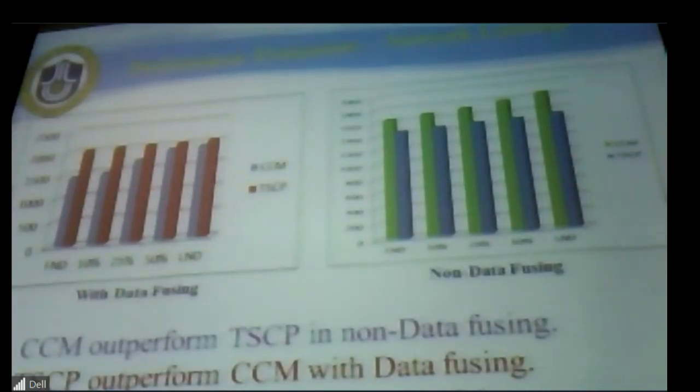The performance evaluation for the network lifetime with non-data fusing: we can see the CCM has a longer lifetime, better than the TSCB, in the non-data fusing, while with data fusing, the TSCB outperforms CCM. This is related to its behavior from the first.